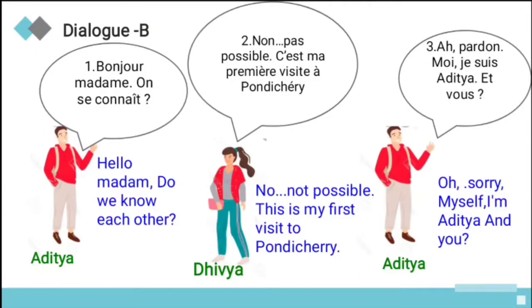Aditya: Bonjour madame, on se connaît? So, hello madam, do we know each other? Divya: Non, pas possible. C'est ma première visite à Pondicherry. No, not possible. This is my first visit to Pondicherry. Aditya: Oh pardon, moi, je suis Aditya. Et vous? So, oh sorry, I'm Aditya. And you?